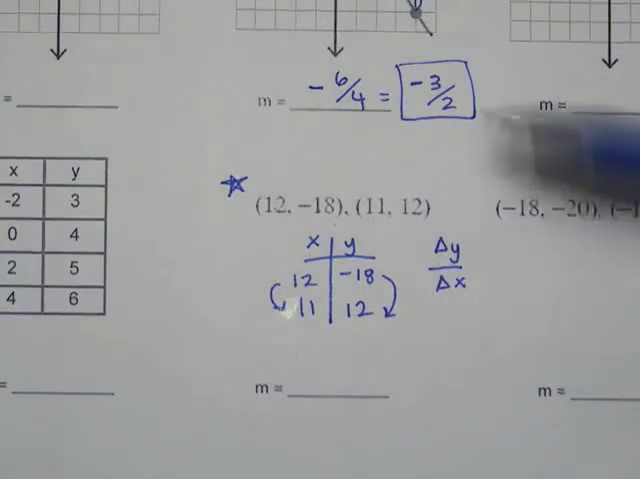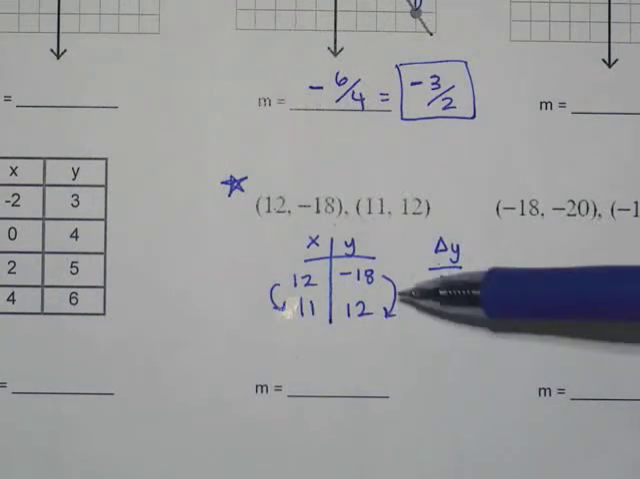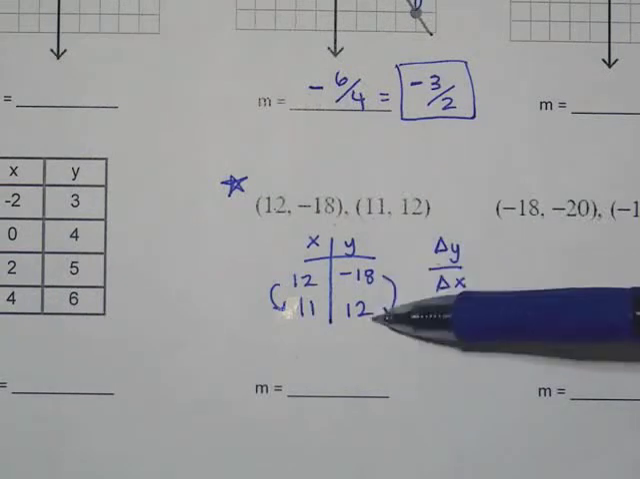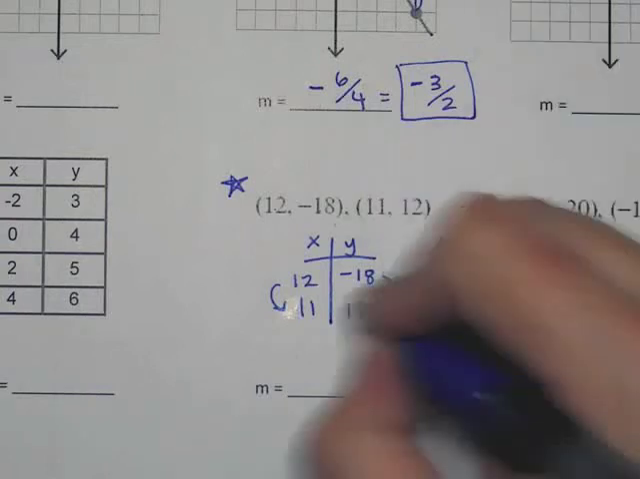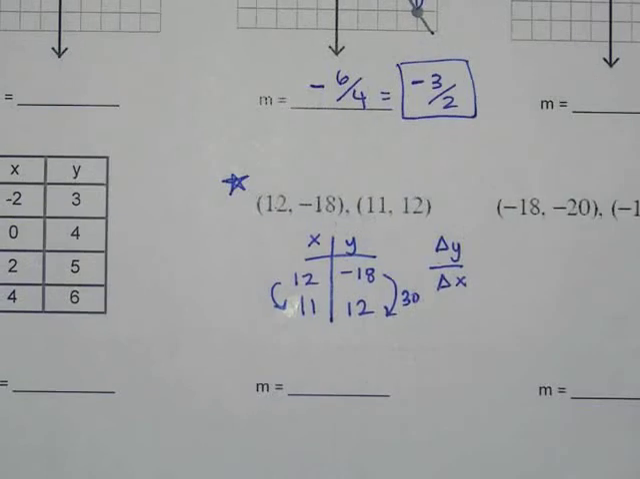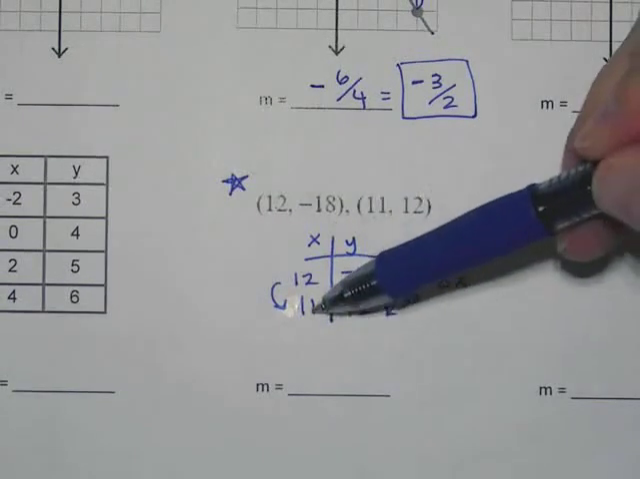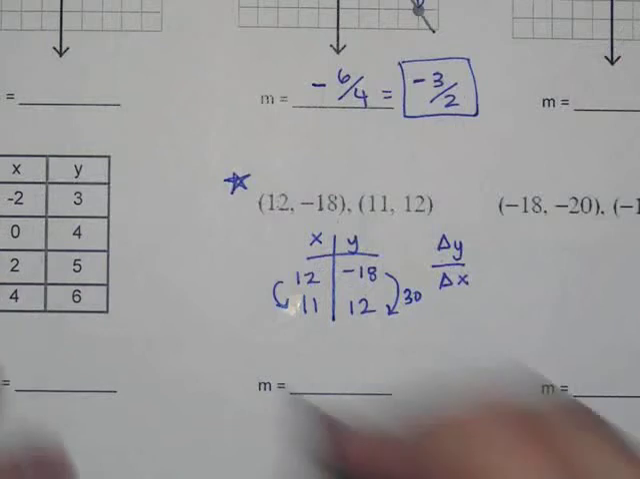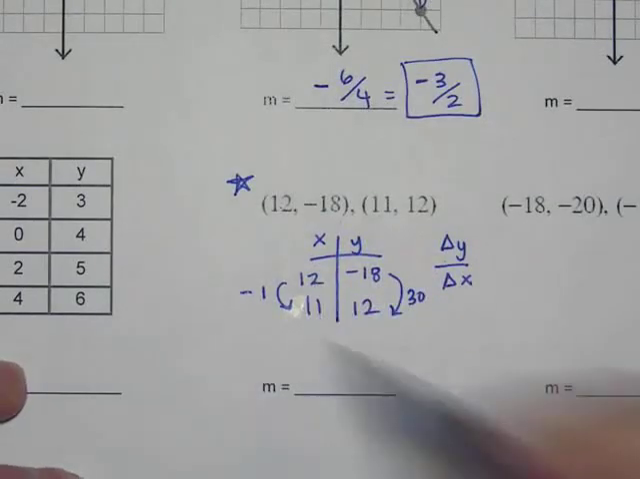If you want to type this in a calculator, what you want to do is type the bottom number minus the top number. So 12 minus negative 18 is what you would type in a calculator right there. If you did that, what you would find is this side is 30, positive 30. If you wanted to type this in the calculator over here, you would type 11 minus 12, and we find that that is -1. And if we think about it, going from 12 to 11, we're just subtracting 1.